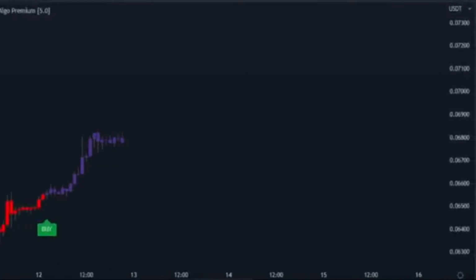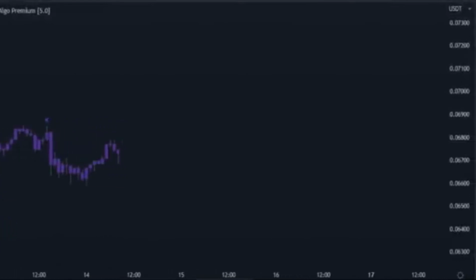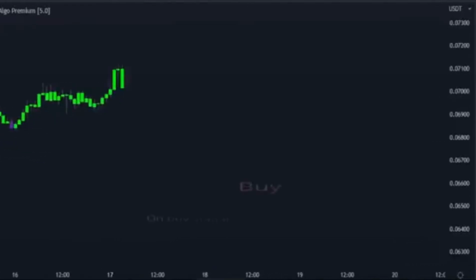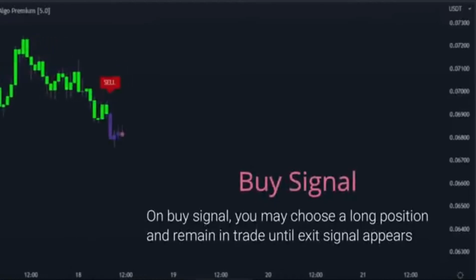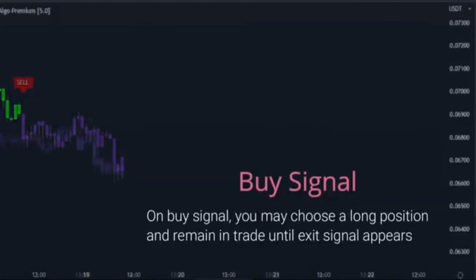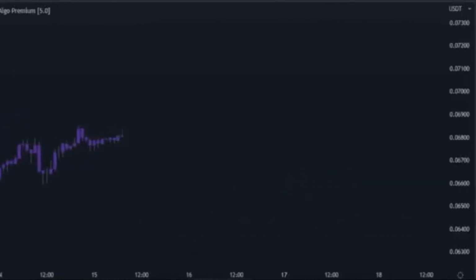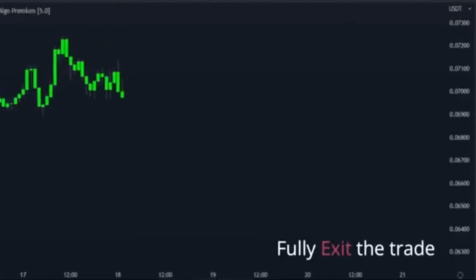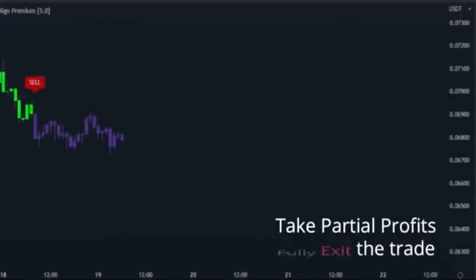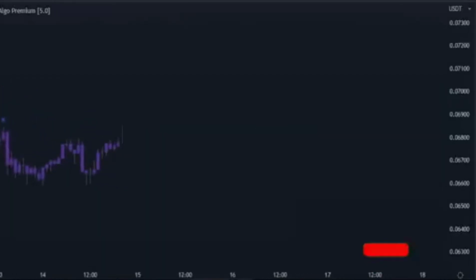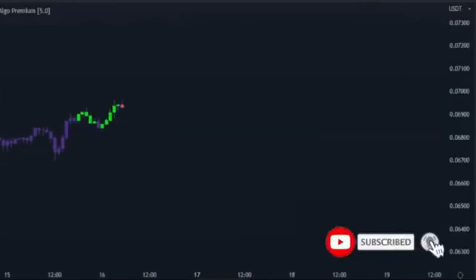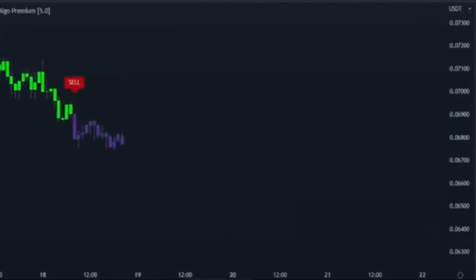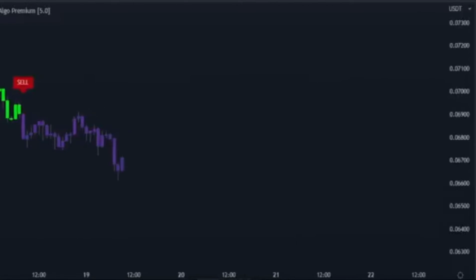Now, let's look at this live example. Price has been trending downwards until this buy signal appears and price turns to the upside. On the buy signal, you may choose to enter a long position and remain in this trade until the exit signal appears. Once we have an exit signal, you can choose to either fully exit the trade or take partial profits. But remember, if you choose not to fully close your position at the exit signal, you would want to close it by the next sell signal, as this indicates price is about to turn to the downside once again.